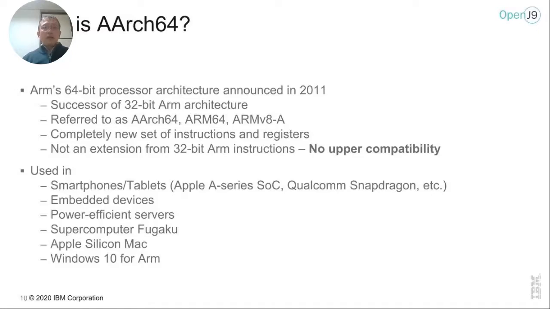AArch64 is a 64-bit architecture from ARM, and it was announced in 2011, 9 years ago. ARM has its 32-bit architecture, and that was widely used in embedded devices. But when they introduced the 64-bit architecture, they defined a new instruction set and register set. What is important here is that it is not a simple extension from the previous 32-bit architecture, and there is no upper compatibility between the instruction sets.